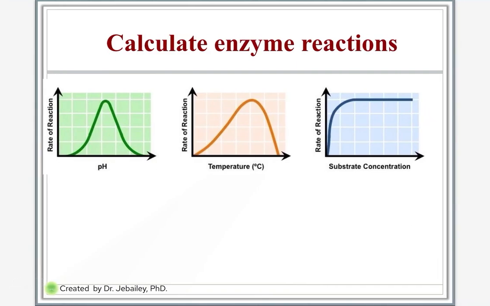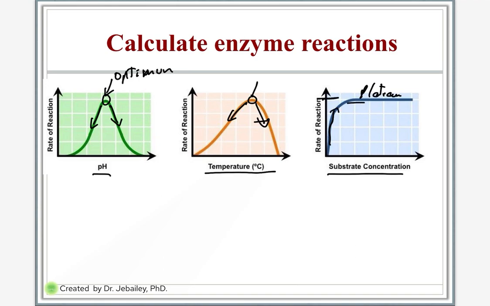Now, calculating the enzyme reactions, here we can look at the pH, the temperature, or the substrate concentration, right? We can always find the rate of reaction here. We know that pH has an optimum, as does the temperature, and the substrate usually has a plateau right here. Now, this is basically considered the optimum at which an enzyme will work. Anything below will slow it down. This will also slow down, this will denature, and of course here it speeds up, but then it plateaus because that's the maximum amount of enzymes.